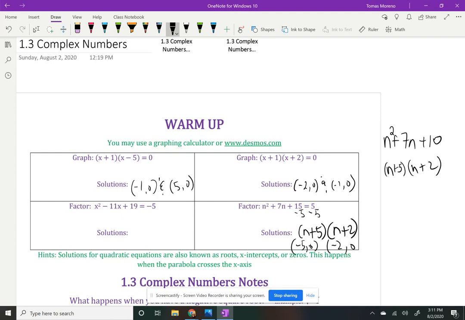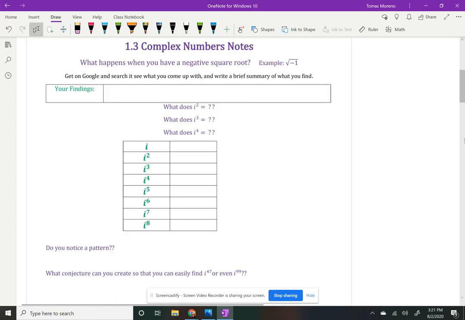2, comma, 0. So what I want you to try to do on your own is I want you to try to do this problem on your own. Okay? Good luck. Okay, so now let's get into the notes for today.